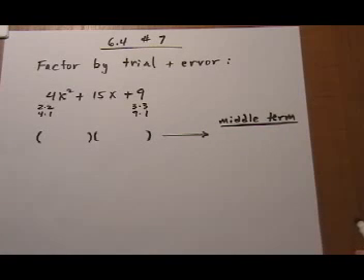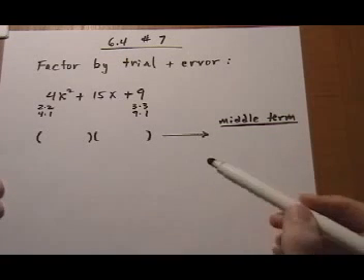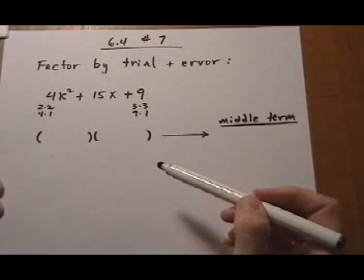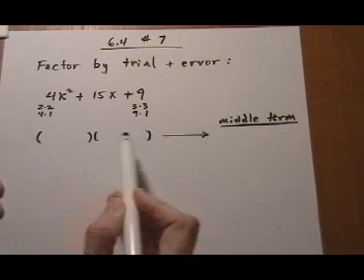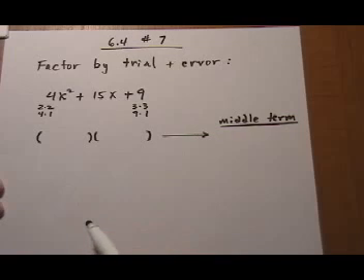6.4, number 7. Here we have a trinomial that we want to factor, and instead of factoring it by grouping like the last section, we're going to factor it by trial and error. So we're just going to basically list a bunch of different binomials and just see which one works.